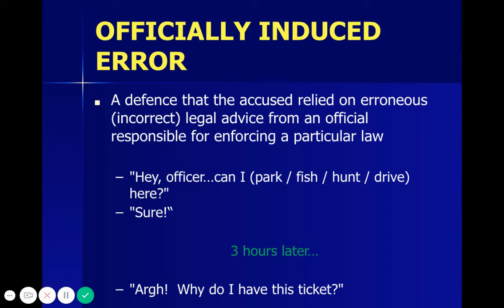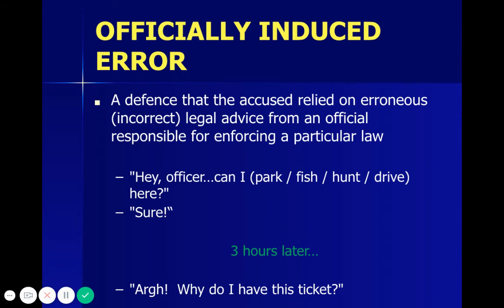You cannot tell. And at that moment, a police officer happens to be walking by and you say, hey, officer, all these signs are confusing. Can I park here? Or fish or hunt or drive or whatever. If that official says yes, and you are like, hey, I did my due diligence. I went and I asked for advice and they told me it was okay.